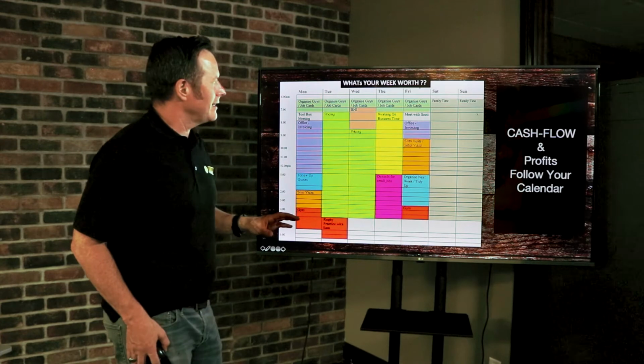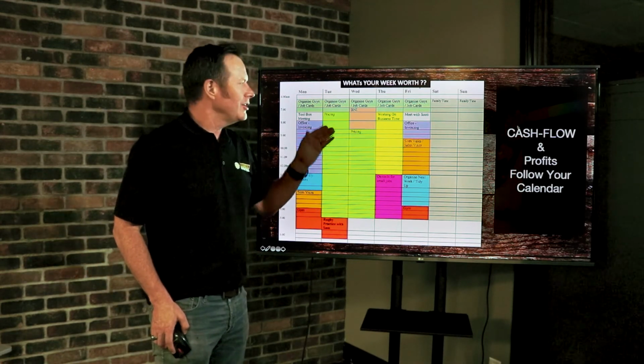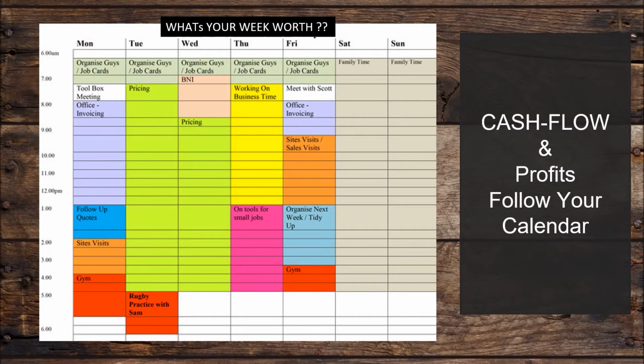Because here's the reality. At the end of the day, your cash flow, this is a key principle: your cash flow and profits follow your calendar. If your calendar and your team's calendar is filled with a whole bunch of Class D deadbeats and can't-deal-with people, guess what? Guess what's going to be in your bank account?